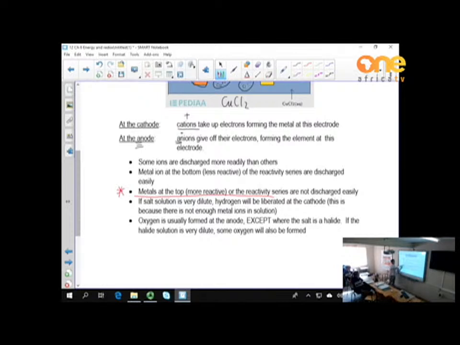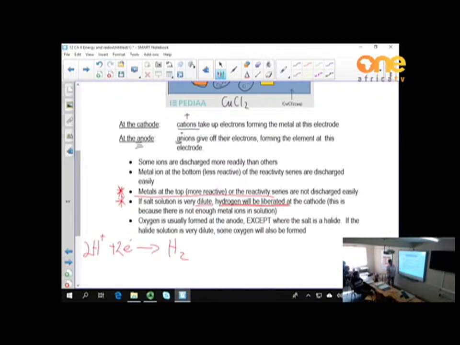Instead of the metal ion being discharged, we get the formation of hydrogen gas. Then the hydrogen ions are discharged. So they say if the salt solution is very dilute, or if we have a very reactive metal, then hydrogen will be liberated at the cathode. In other words, the hydrogen ions from the water will gain an electron and form hydrogen gas. All right, like that. So that is very important for the higher levels.